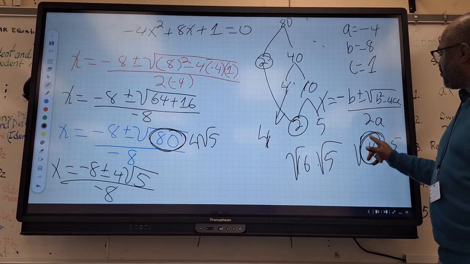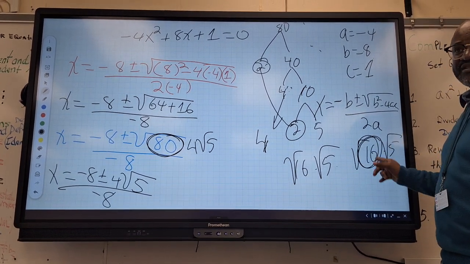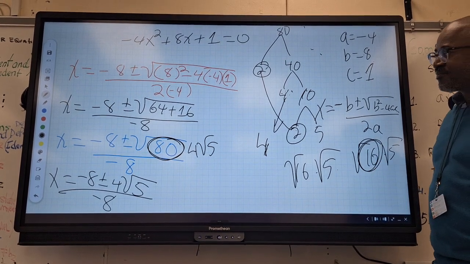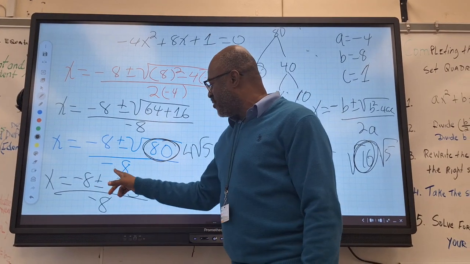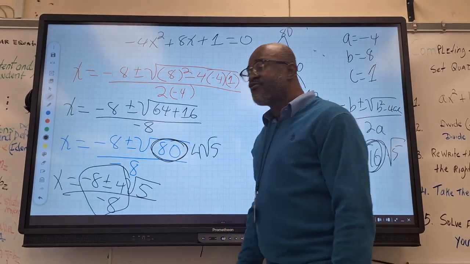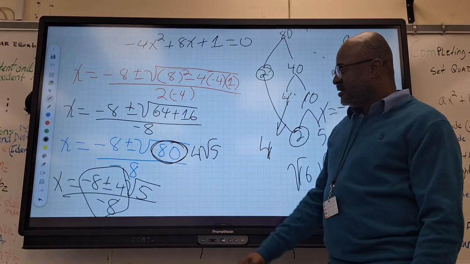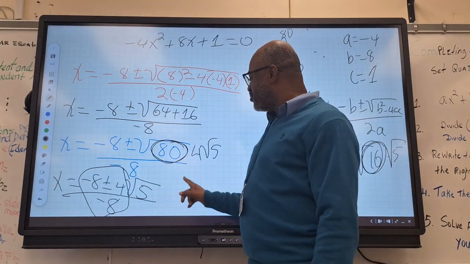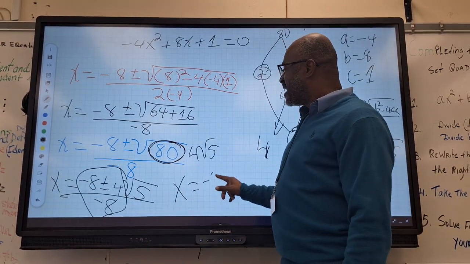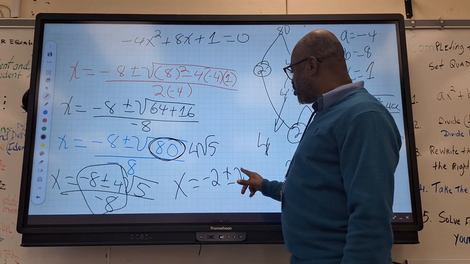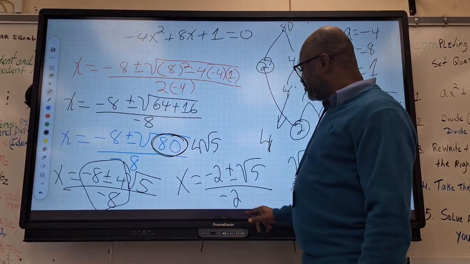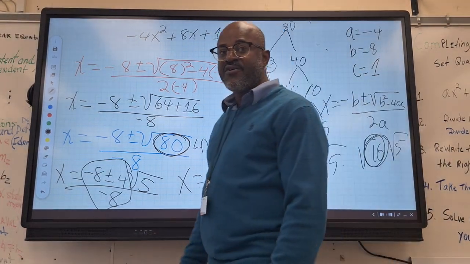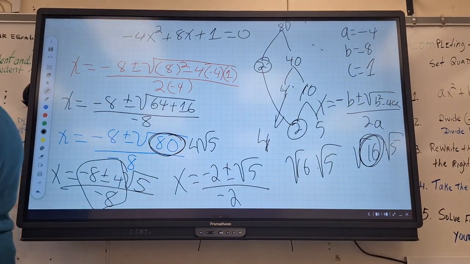Then you take the square root of each one individually. What is the square root of 16? 4. Now, what is the greatest common factor between those three numbers here? 4. If I divide this by 4, what do I have? Negative 2 plus or minus root of 5 over negative 2. That's my final answer.